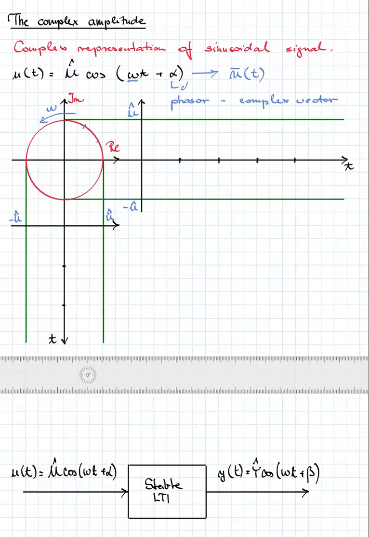So in this case, alpha will be 0. So when the time is equal to 0, our u bar t is pointing from the origin to here. So the real axis projection has maximum value, and the imaginary axis projection has 0 value. So that's why I am going to put 0 to here, and I am going to put a maximum value to here. So I mean this point and this point, if you cannot see.